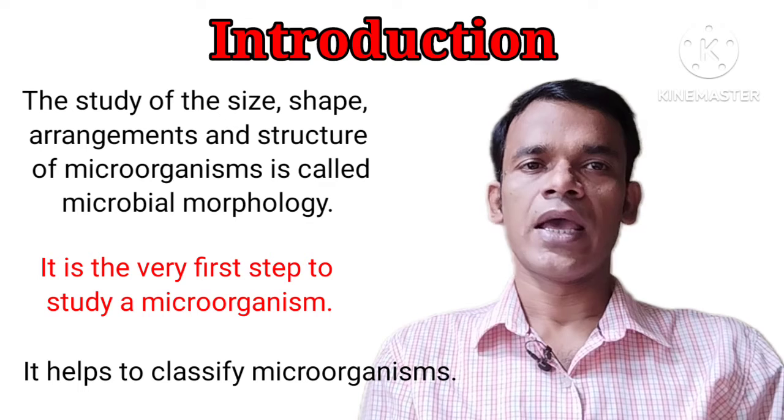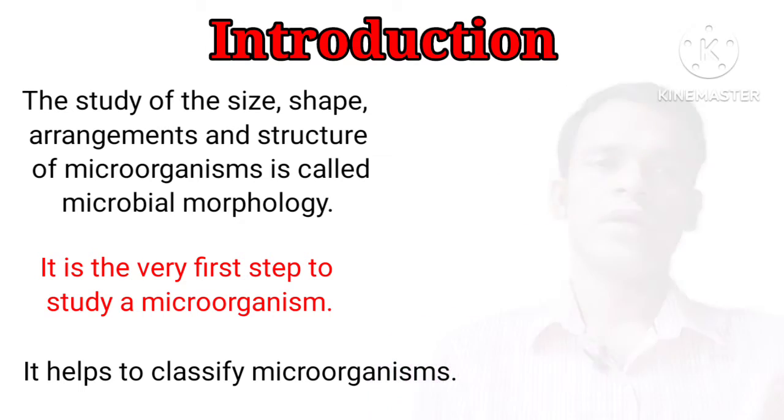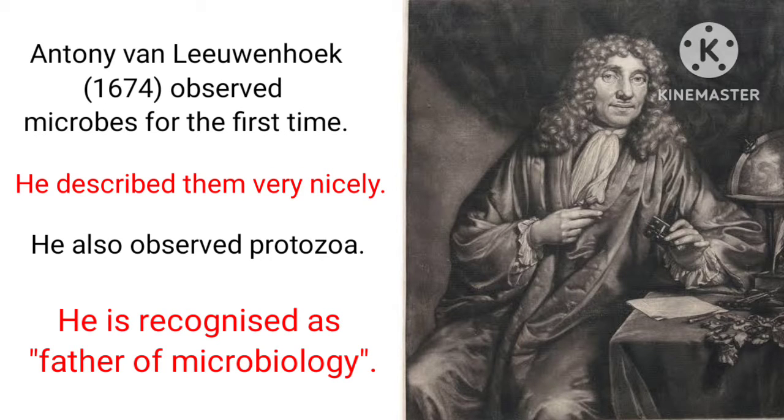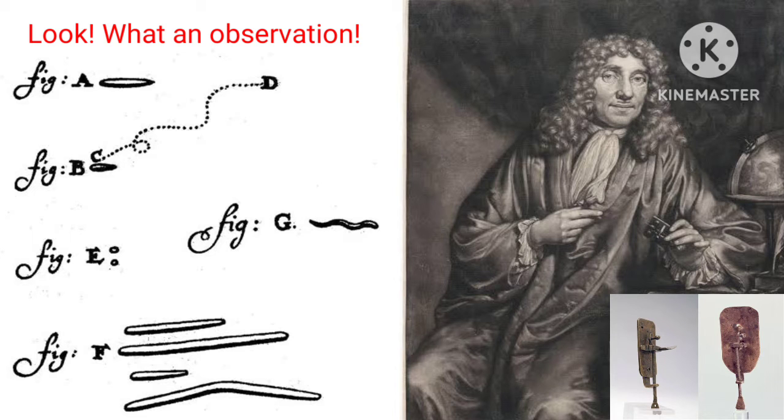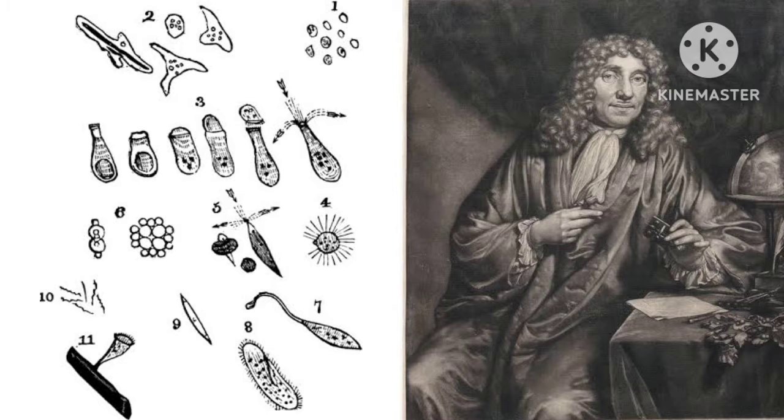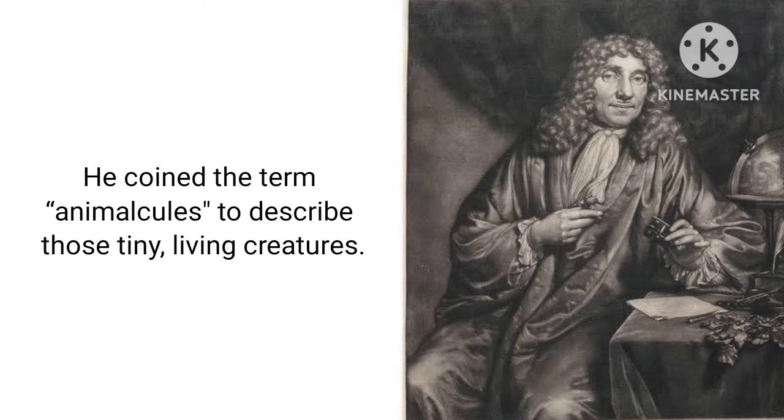Humans are curious and they want to know the unknown. Antony van Leeuwenhoek was not an exception. He was also curious when for the first time he detected the presence of tiny life under his own handmade microscope. Almost every sample he examined was full of little life and he described them very efficiently. He coined the term animalcules.